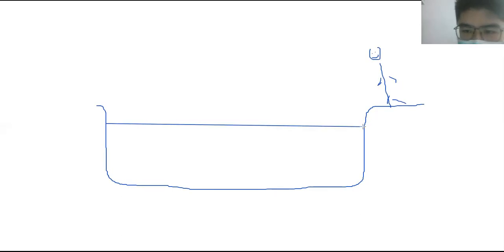Now, if you look down into a swimming pool, sometimes you realize if you stand just beside the swimming pool and look down, the depth of the swimming pool seems shallower than it actually is. So why does this happen? Because of refraction also. But how does it happen? Now here we're going to talk about this one.